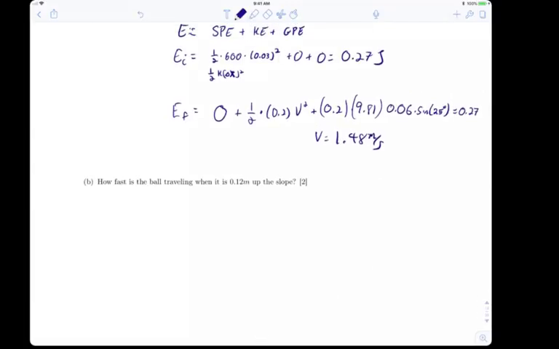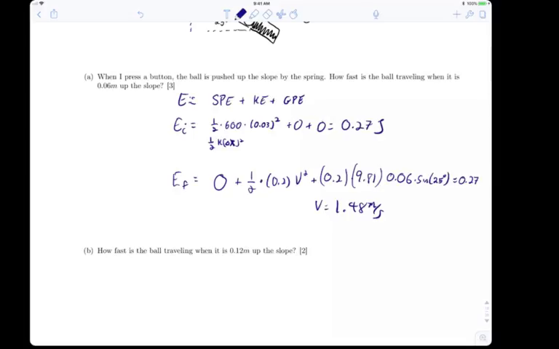How fast is the ball traveling when it's 0.12 meters up the slope? Same deal. 0.27 joules is equal to 1/2 times 0.2 v squared, that's the kinetic energy, plus zero spring energy, plus mass 0.2, g, distance up the slope. There you go.